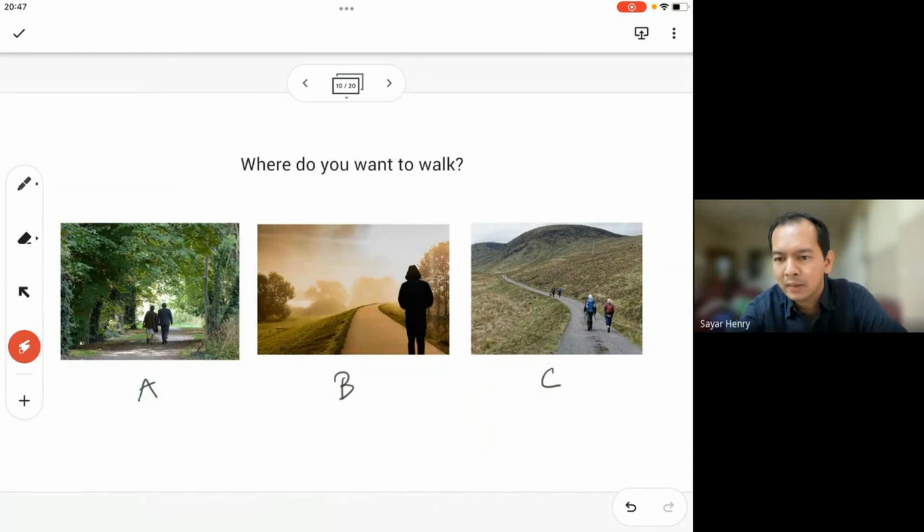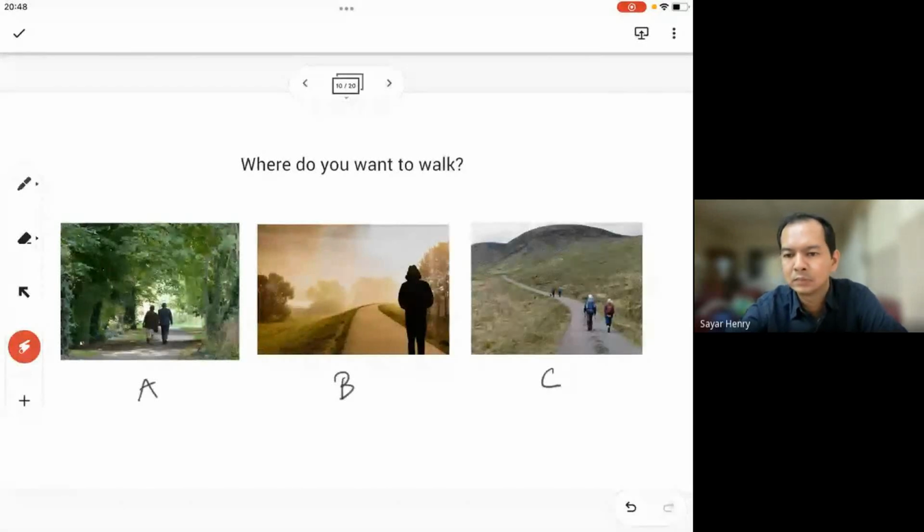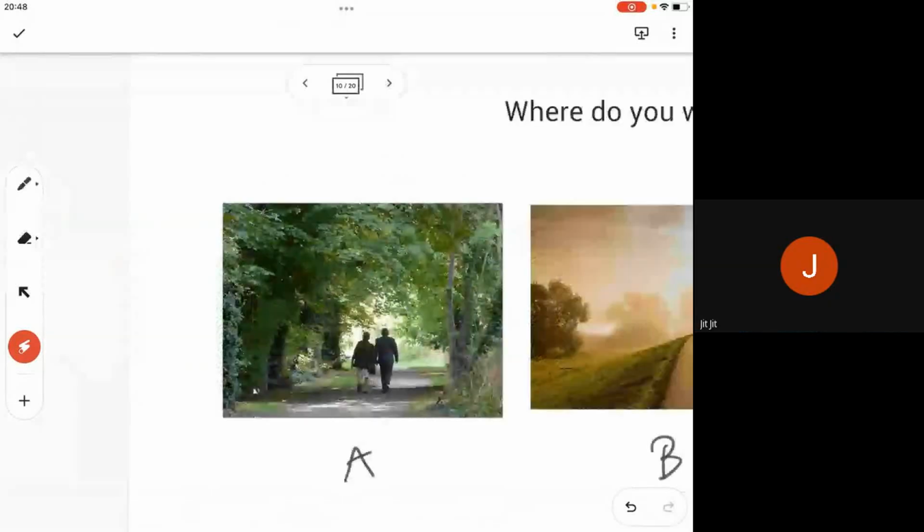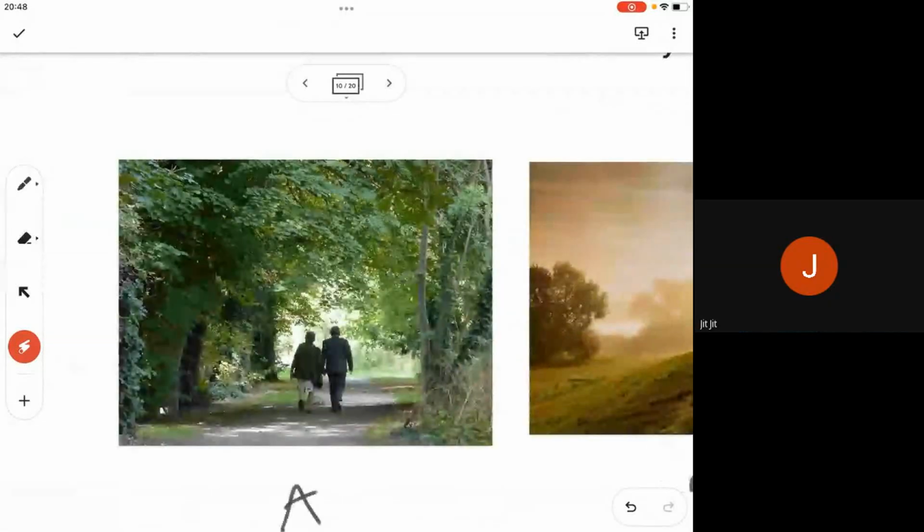And now I'm going to invite another one. Hello, yeah. I would like to walk in picture A. It's a shady place with the trees, and I think it's good to walk and do running exercise. The surrounding is quiet, and it might be the cool one because of so many trees and so much shade. There's no sun spot.